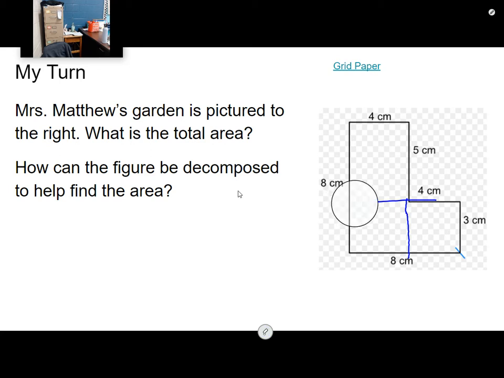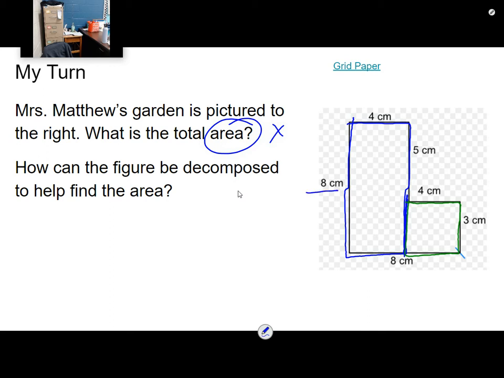You will still get the same final answer, but I think I'm going to split mine this way. When I split it that way, I'm going to create two rectangles, the one that I've highlighted in blue and this one that I've highlighted in green. So let's work on the blue rectangle first. I want to find the area of it, so I need to find my length and width.